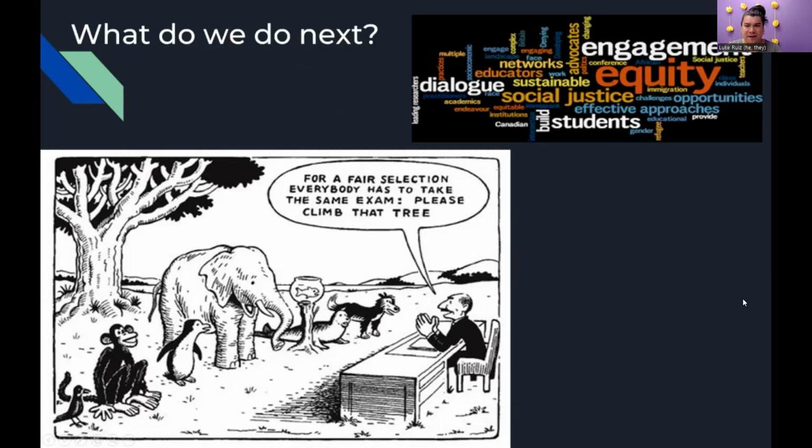My question is, what do we do next? But I think this is an interesting little comic I pulled out because I think about teaching and exams and instruction, and you can see the instructor right here. For a fair selection, everybody has to take the same exam. Please climb that tree. And if you see everybody, his students, quote unquote, assuming it's all the same, they all have the same abilities.